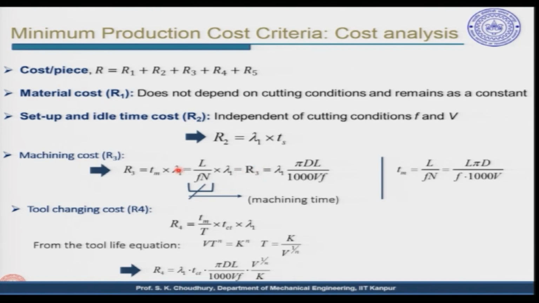Or this can be Tm is equal to this. Now, for example, the velocity V is given as pi dn, and n therefore can be taken as V divided by pi d. For unit change you have to do this, so it will be V times 1000 divided by pi d, and we are writing this.